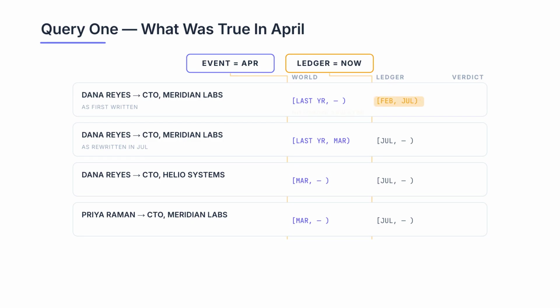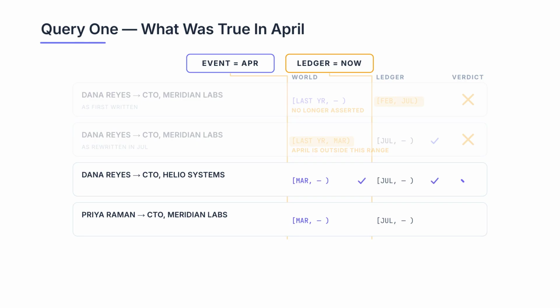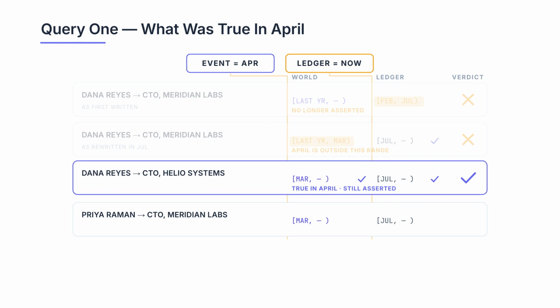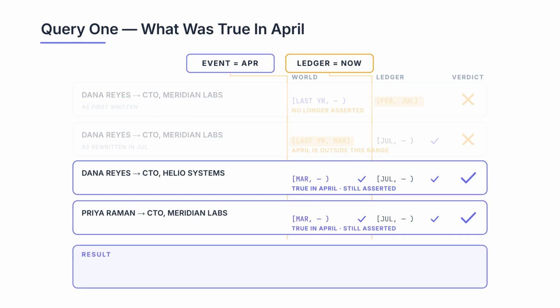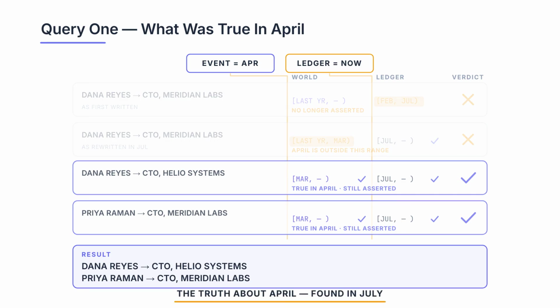Row 1 fails on the ledger test because we retired it in July, and today is after that, so we no longer assert it. Row 2 passes the ledger test, but fails the world test, because April is not inside last year up to March. Row 3 passes both. Dana was Chief Technology Officer at Helio Systems in April. Row 4 passes both as well. Priya Raman was running technology at Meridian. 2 rows come back, and they are the right 2. The store just told you the truth about a month it originally got wrong.